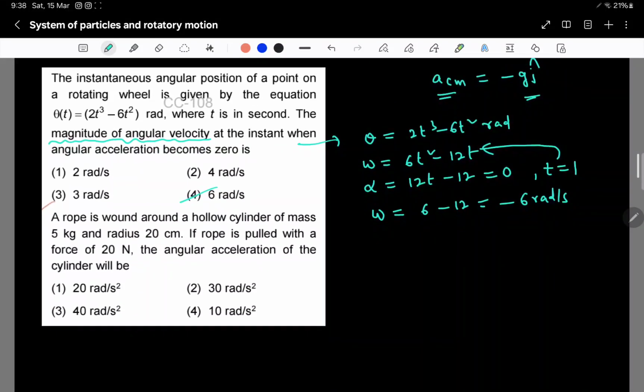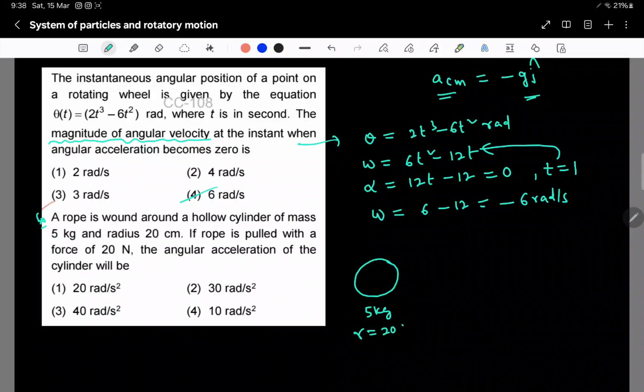Next, a rope is wound around a hollow cylinder of mass 5 kg and radius 20 centimeter. If the rope is pulled with a force of 20 newtons, find the angular acceleration of the cylinder. Important, students. Here, a hollow cylinder is made up of rings, students. A solid cylinder is made up of discs. So the hollow cylinder has mass 5 kg, radius 20 centimeter given.